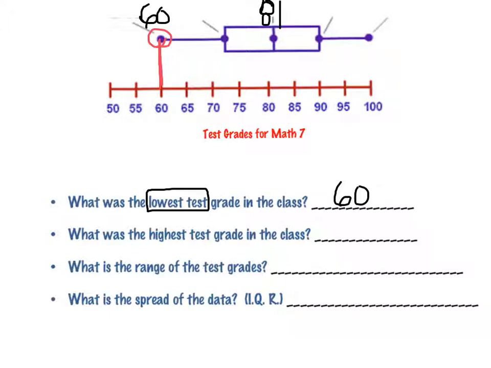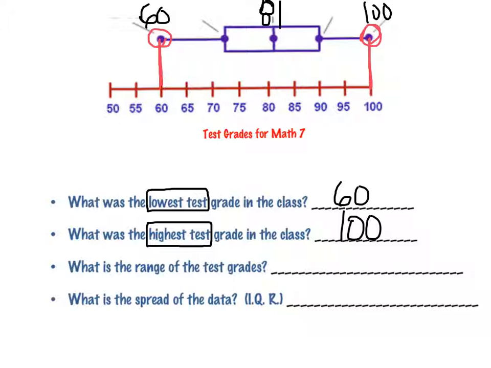The next question on the list says, what is the highest test grade? The highest score should be the one on the far right. Draw a straight line coming down from it. Holy moly, somebody made 100. The highest test grade was 100. Whoop, whoop.